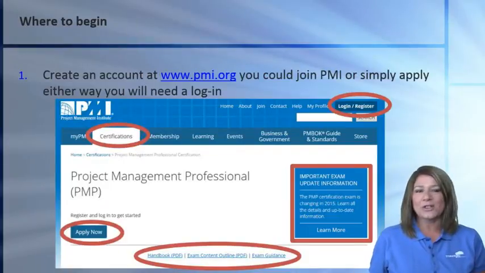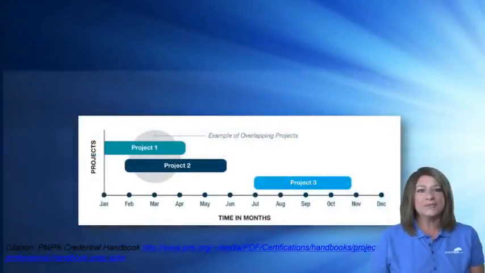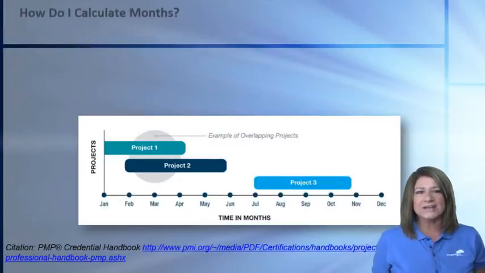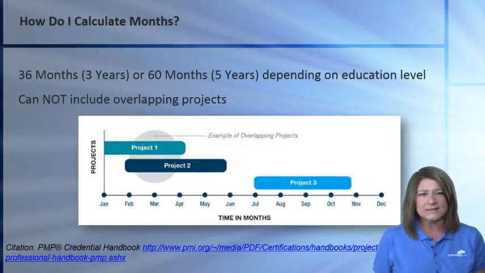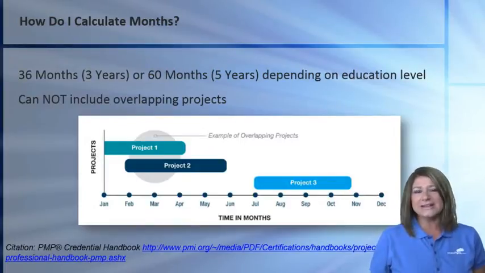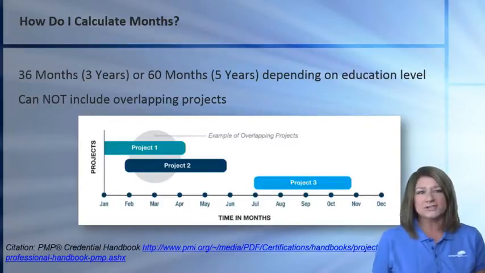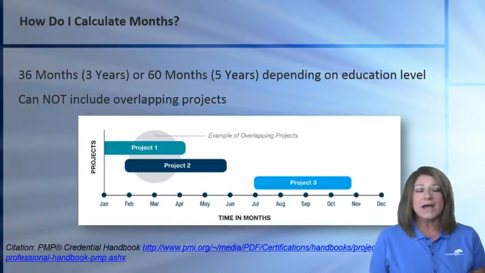All right, let's say you're ready to go ahead and apply. Click that big blue Apply Now button, and when you get into the application, the next question is, what do I need to prove as far as my experience? First thing, college graduate or higher, you're going to need 3 years or the equivalent of 36 months of project management experience. If you're a high school graduate or GED, that goes up to 5 years or 60 months.